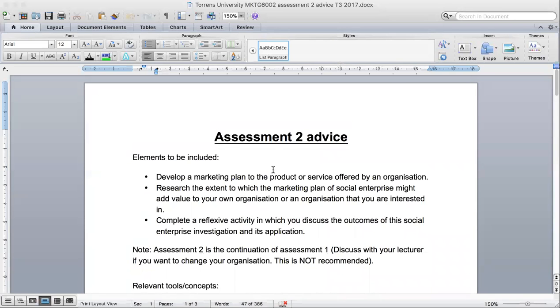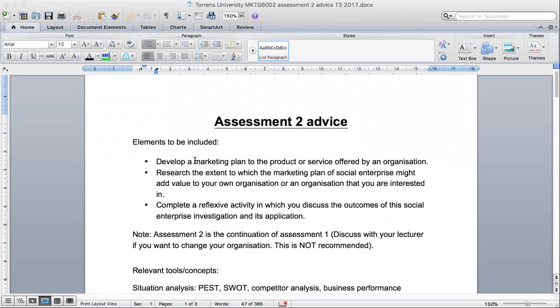Okay. First of all, congratulations on your achievement for assessment 1, and now we discuss assessment 2. The main outcome of assessment 2 is a marketing plan. At the end of assessment 2, you are going to develop a marketing plan for the organization that you analyzed in assessment 1. In other words, assessment 2 is the continuation of assessment 1.